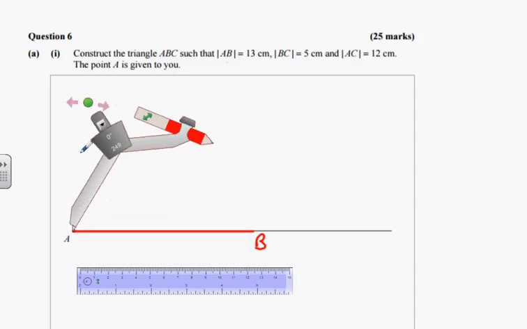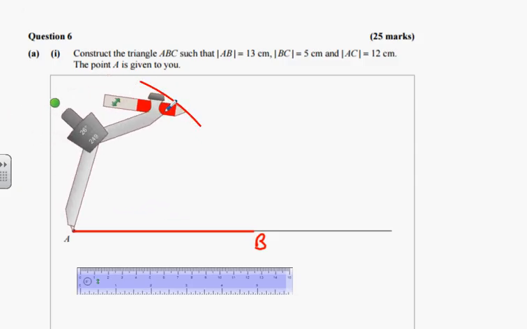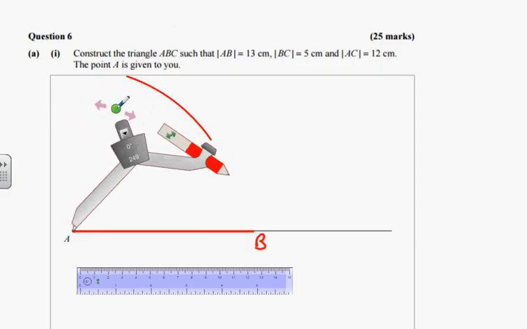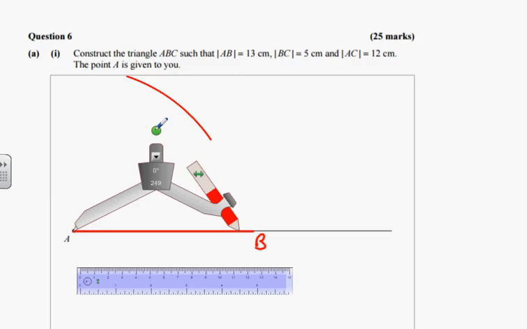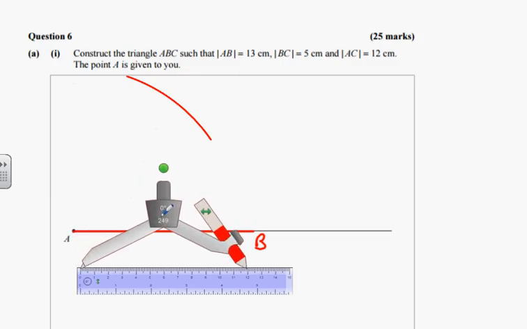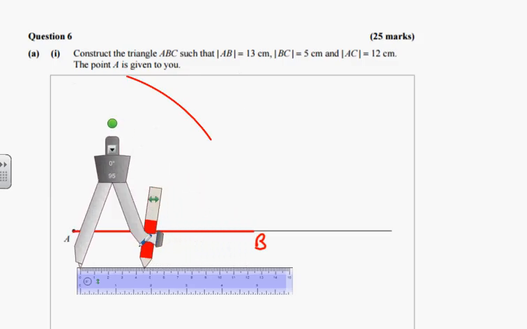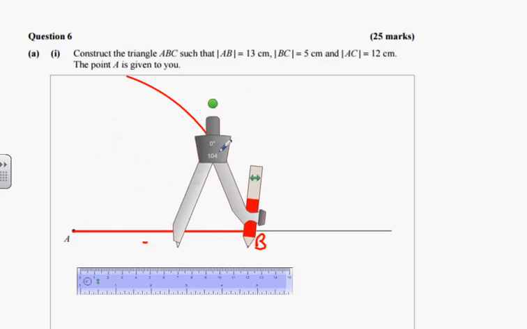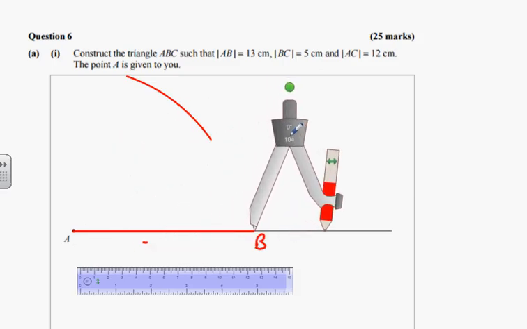So this line represents any points that are 12 centimeters away from A. Any point on that line is 12 centimeters away from A, guaranteed. Next thing I got to do is I got to do 5 centimeters away from B, because BC is 5. Okay? So go here, there's a 5. Or roughly 5, being a bit temperamental. There we go. Then go to B.